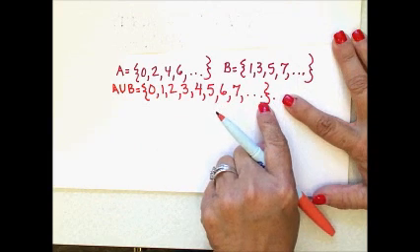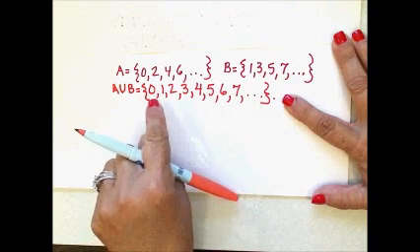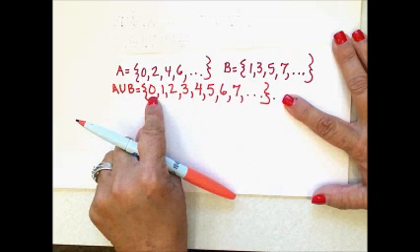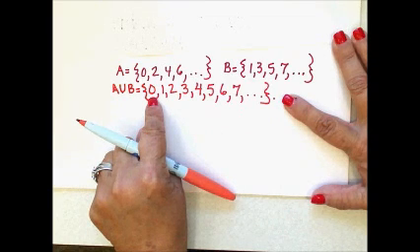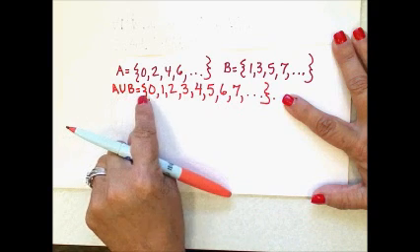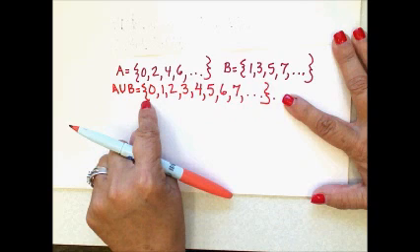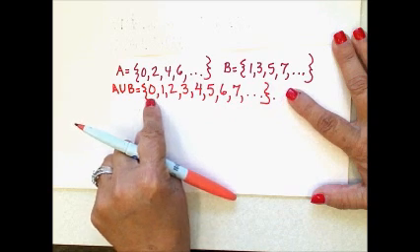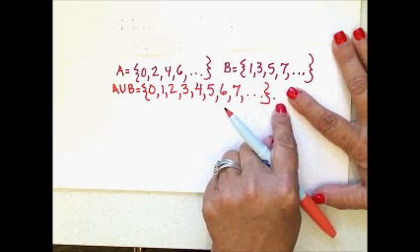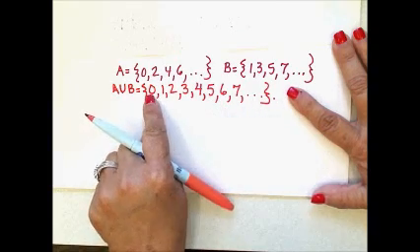Now, if I wanted to write this using the set builder notation, A union B would be the set of all elements such that those members are whole numbers, because whole numbers start with 0.